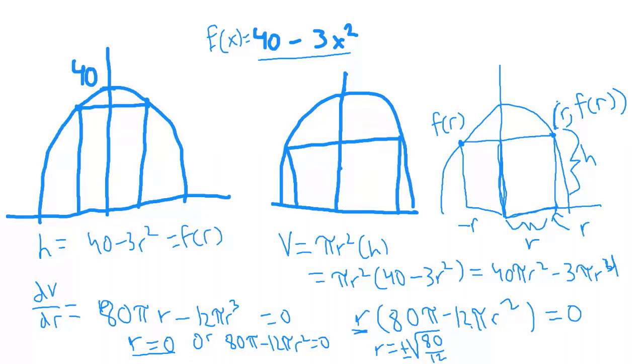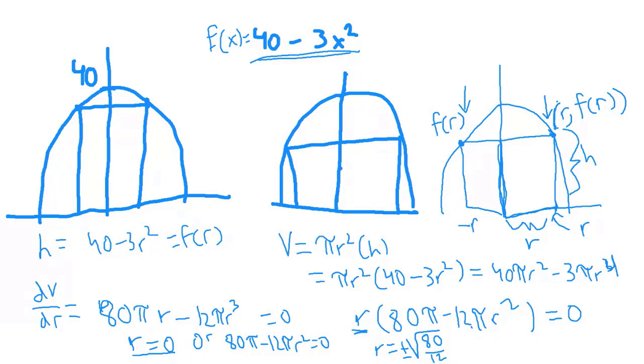Now we can think of r equals positive root 80 over 12 or negative root 80 over 12. But like I said before, those are the exact same solutions. R positive root 80 over 12 is just looking at the right side of our diagram, and then negative root 80 over 12 is just looking at the left side of our diagram. So we can pick either value because when we substitute that back into f of x, we'll get the same answer.